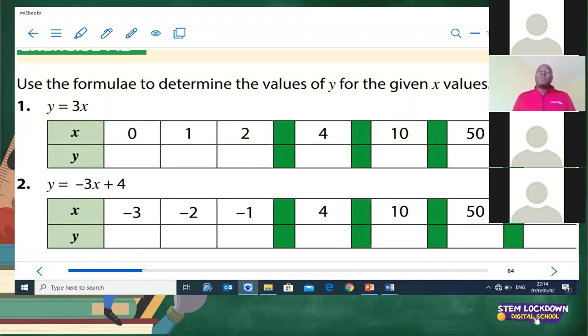Okay. You have now been able to find the value of your output using the input values as well as the rule. What is important to know is that you can use the rule as well as the input to find the output.